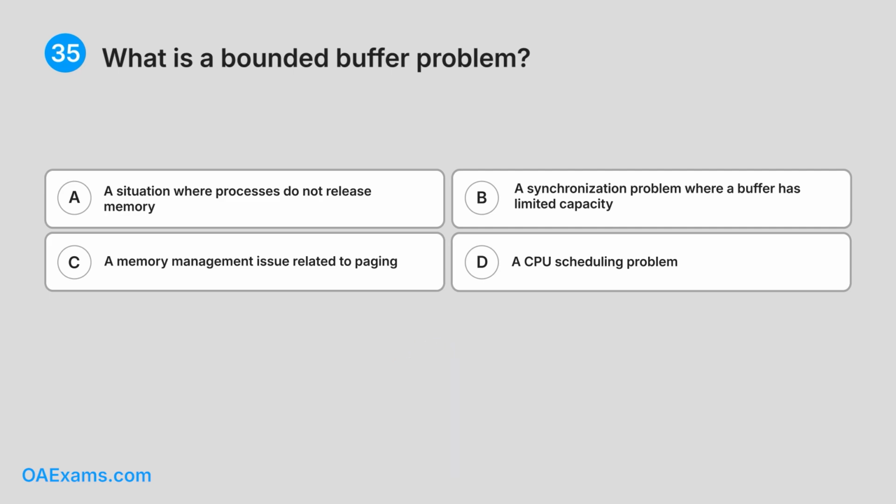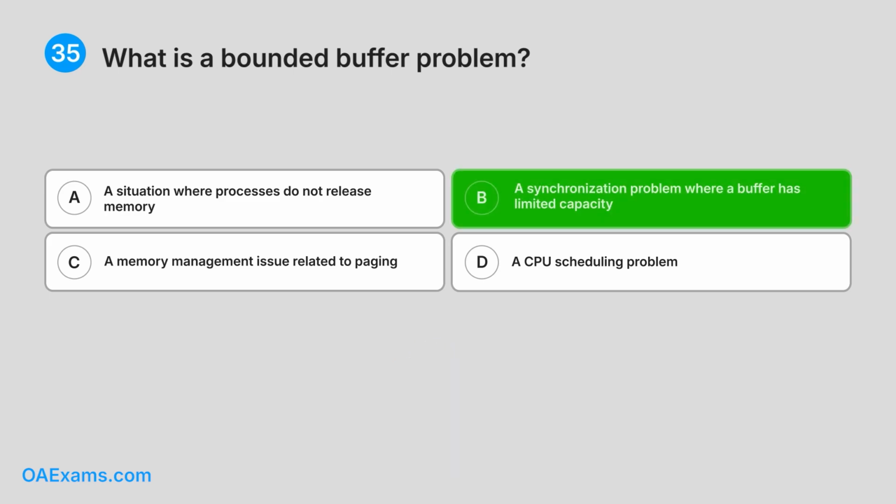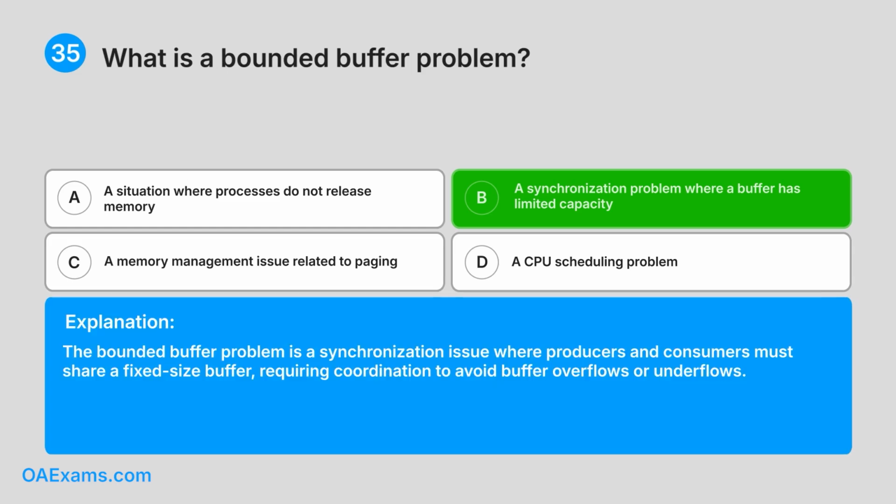Correct answer. B. A synchronization problem where a buffer has limited capacity. Explanation. The bounded buffer problem is a synchronization issue where producers and consumers must share a fixed size buffer, requiring coordination to avoid buffer overflows or underflows.